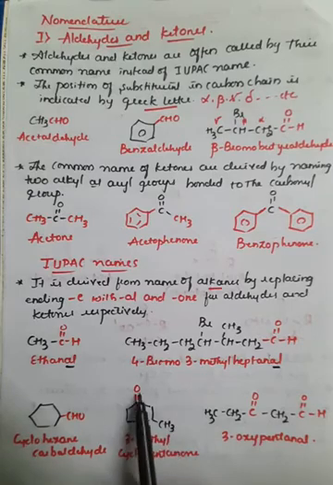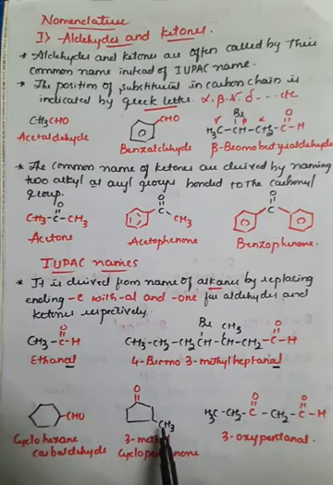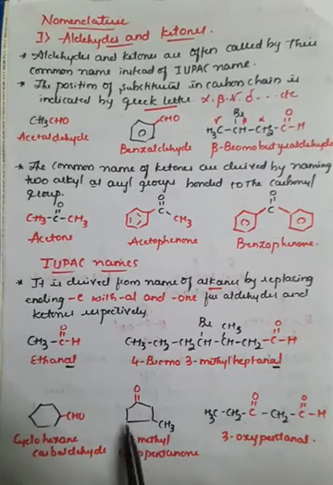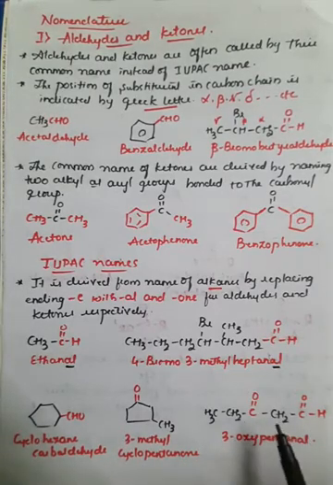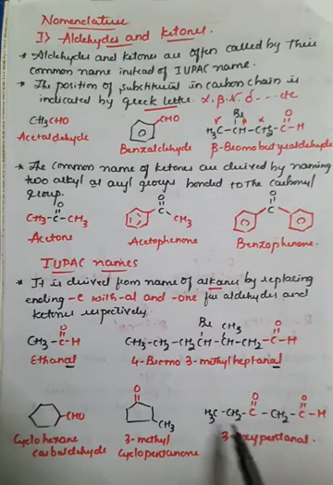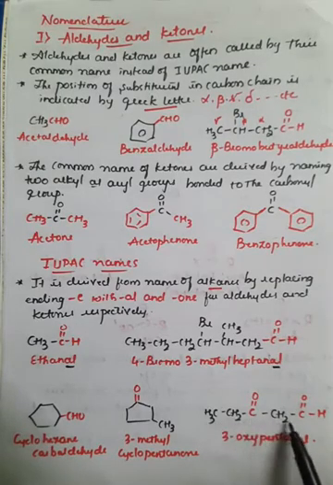Here if you observe, this is the first group, second group and third group, right? So therefore you can call it the first carbon atom, second carbon atom, third carbon atom. So therefore that is 3-methyl, that is cyclopentane, 3-methylcyclopentanone.